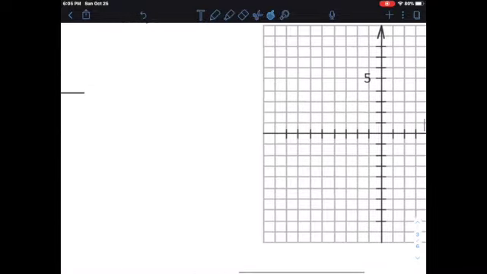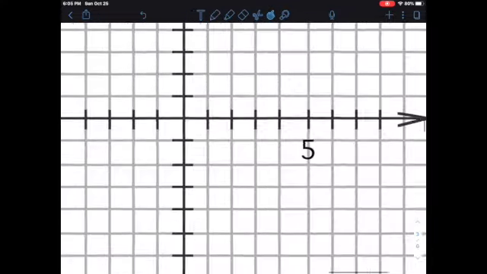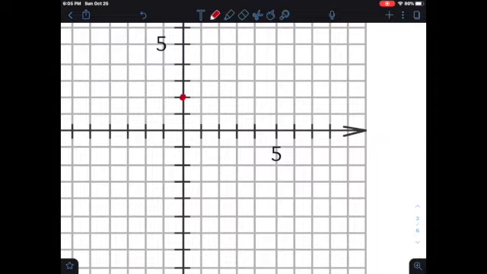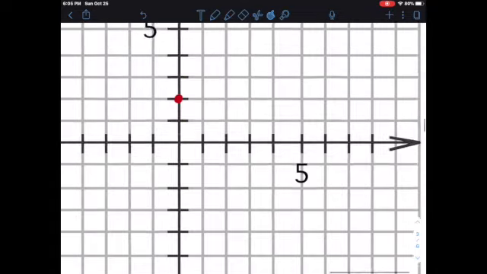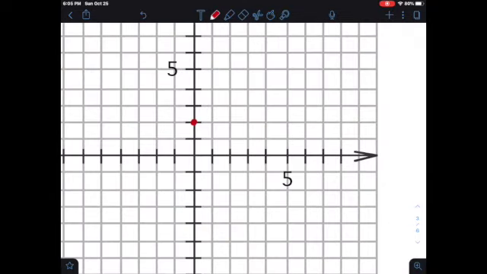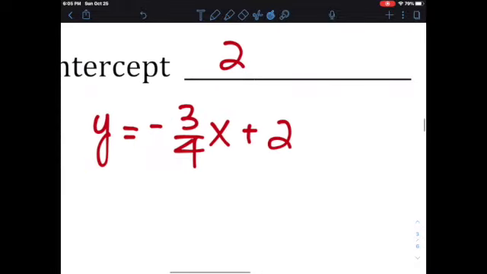To graph it, I told you guys, the y-intercept is the b for beginning, and that is at 2. So here is 2, and then you will have negative 3 over 4. Negative 3 is go down 3, then over 4: 1, 2, 3, 4. And then you can also go the other way, because it can be written this way.